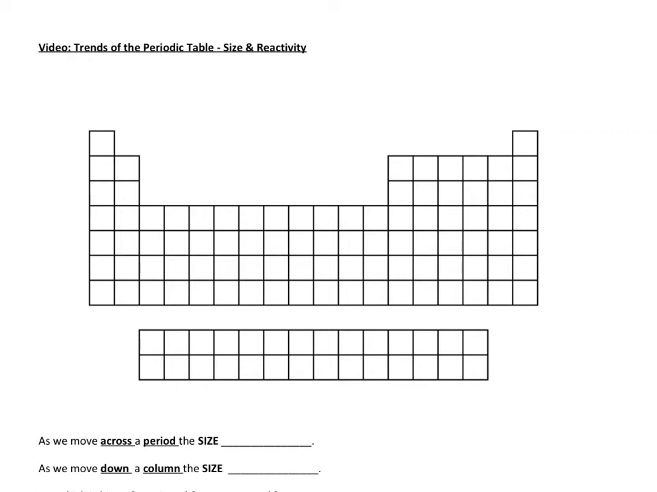To better understand trends, we are going to draw Bohr models for four of our atoms. We're going to draw Bohr models for hydrogen, lithium, francium, fluorine, and helium. So take a moment to go ahead and draw those Bohr models of those atoms, and that's going to help us understand our trends.